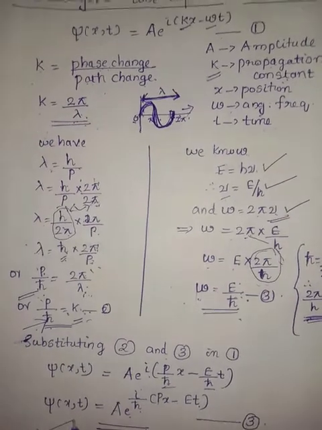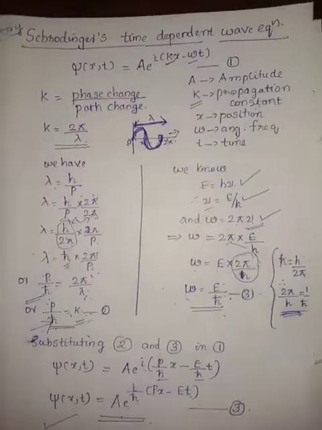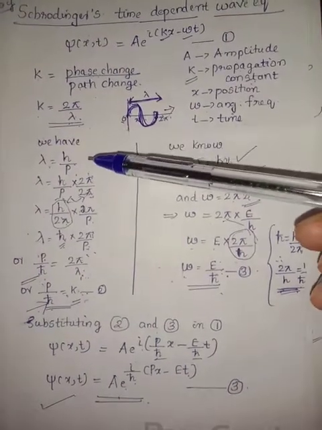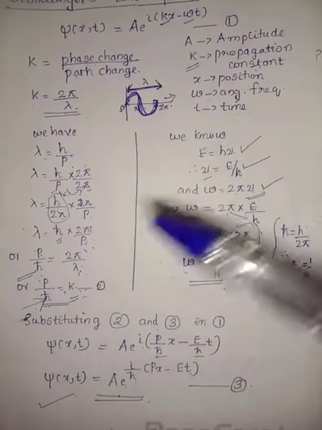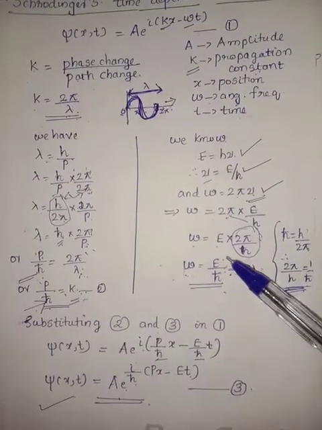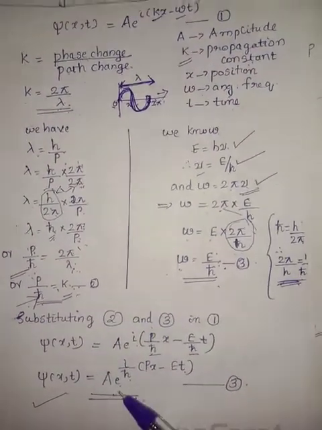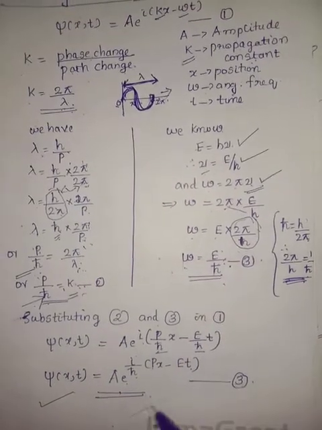So this is our first step of this derivation. We are choosing the format of the solution and making substitutions for k and omega: k is equal to p by h cut, omega is equal to E by h cut. Substituting these values in our equation number 1, the wave function can be changed to this one.